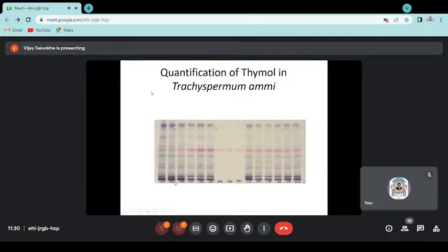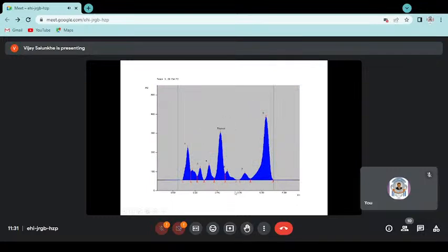Ultimately, there is a system or provision in that software system. You can put this slide in that chamber, observe those peaks, and ultimately get those RF values. Also, manually we can calculate the RF values. You can compare the values of these marker compounds with the separated phytoconstituents in the herbal extract, and you can compare with the library data. So quantification can be done of different herbal species by using HPTLC.